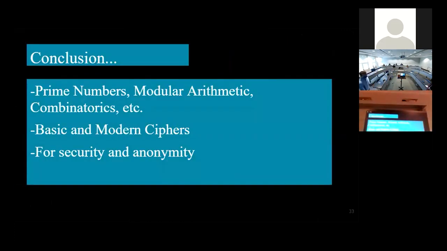So in conclusion, there are multiple fields in math where some of the greatest breakthroughs come from bringing other fields of math in. Cryptography is based on using multiple fields of math, whether it be prime numbers, modular arithmetic, combinatorics, and the like, across basic and modern ciphers that humans or computers can use. And in the end, it's really for the same cause: security and anonymity when it comes to creating codes.